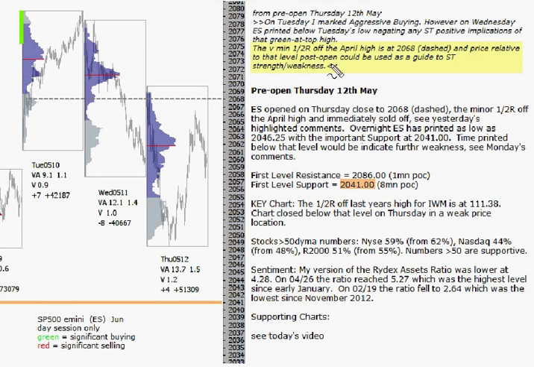Just staying in here a second, on Thursday pre-open we said the very minor half range off the April high at 2068, this dashed line, and I said at that point the price relative to that level post-open on Thursday could be used as a guide to short-term strength and weakness. We opened almost exactly at that point, immediately sold off, so price action since then has been under that minor half range. Price back above that level, printing time up here, would be a minor sign of strength, and as I just mentioned, price below 2041 would likely indicate more weakness.